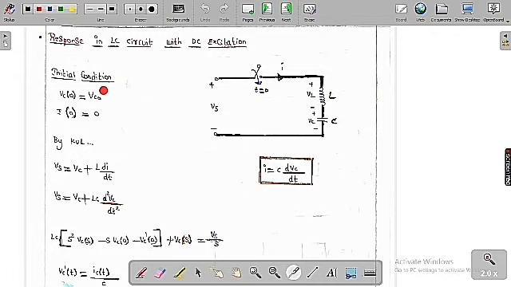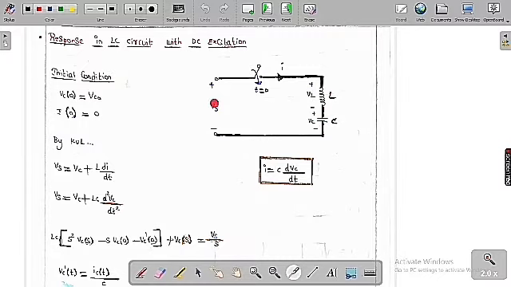For the initial condition, before I close the switch at t is equal to 0, I am going to assume that the voltage across the capacitor has some initial voltage Vc0, and the current in the inductor is 0. With these conditions, I now close the switch, and I want to know the expression for the current, the voltage across the inductor, and the voltage across the capacitor.